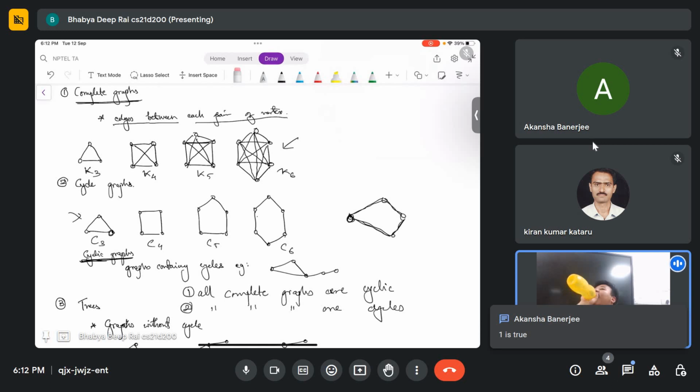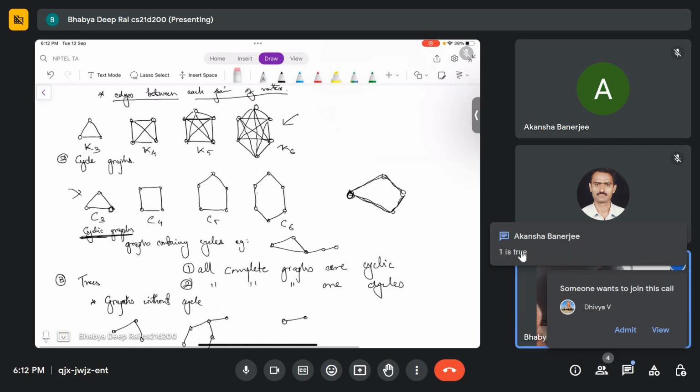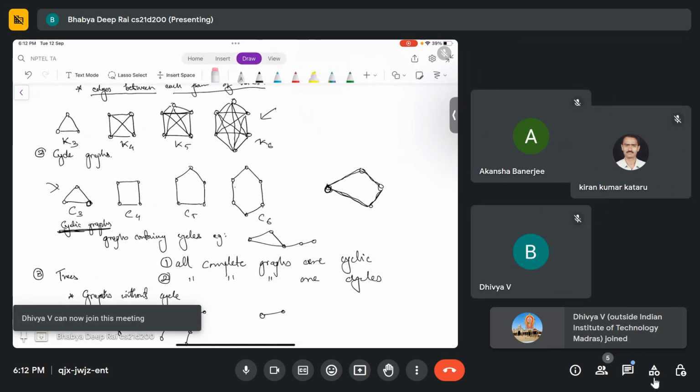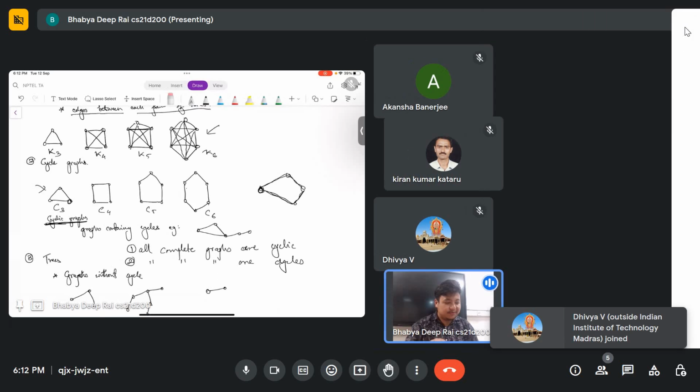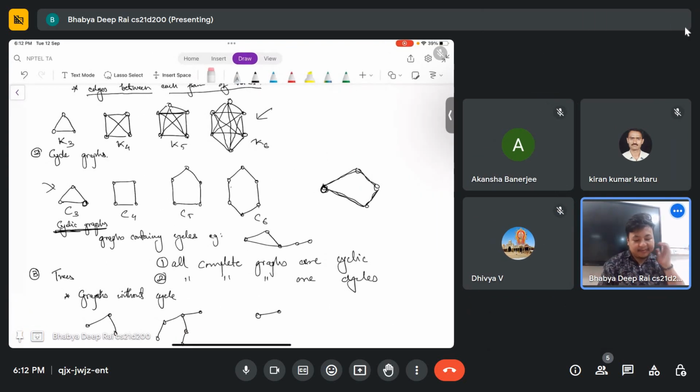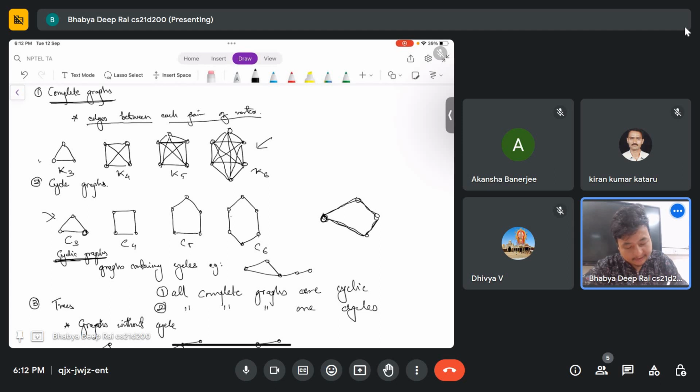One is true. Yeah, that's right, Akansha. Statement 1 is true. Why? Because what is a cyclic graph? It is any graph that contains a cycle. For example, see K3, it contains a cycle. K4, does it contain a cycle? This is a cycle, right? And K5, does it contain a cycle? Yeah, this is a cycle. K6, does it contain a cycle? Yeah, you can trivially consider this as a cycle.